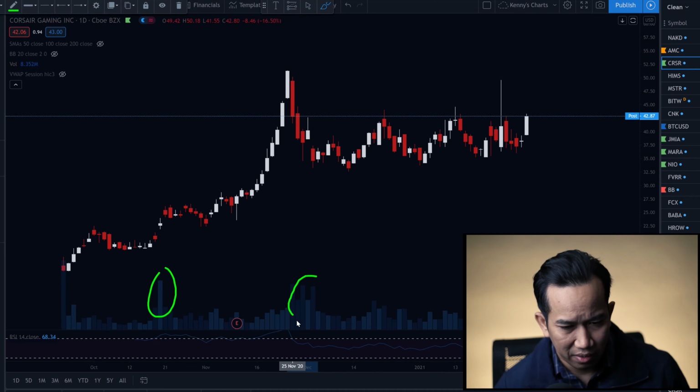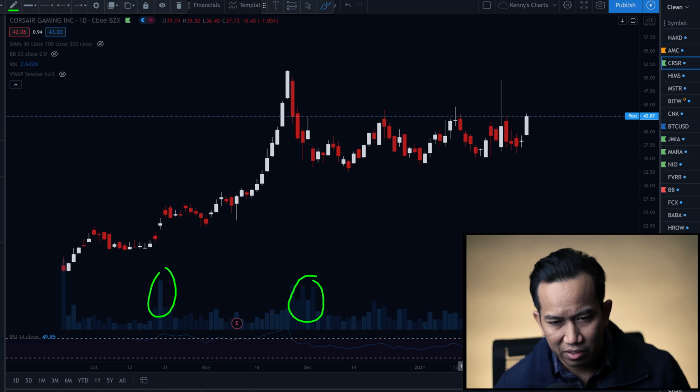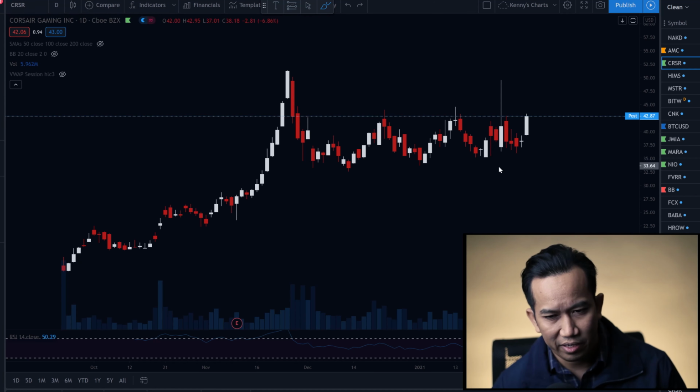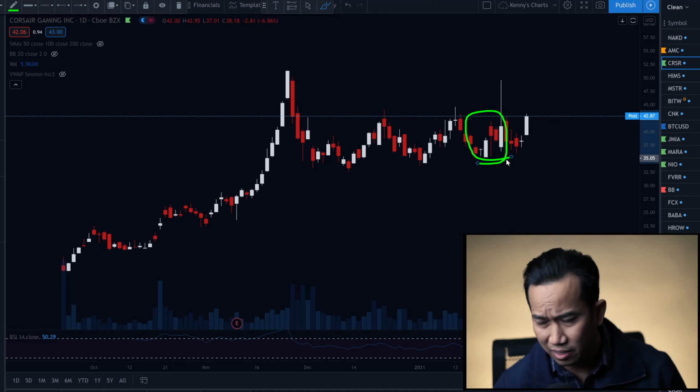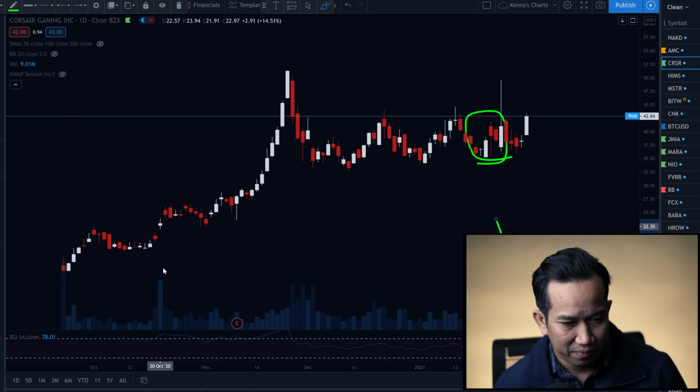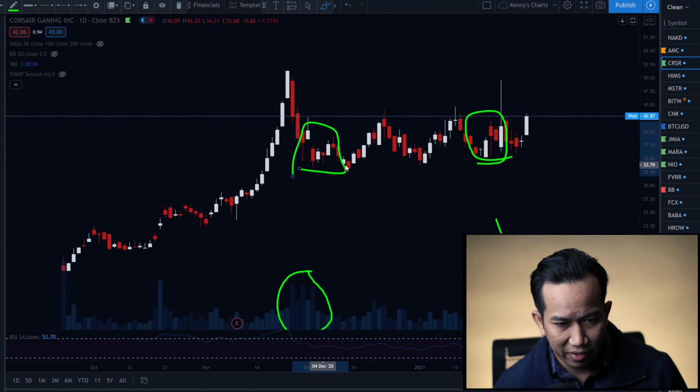It's here and here. What volume will tell you, especially if nothing's happening, okay? So like if nothing's happening, like here, right? Nothing's happening, and it's staying sideways, but there's a lot of volume. And here too, nothing's happening and a lot of volume.